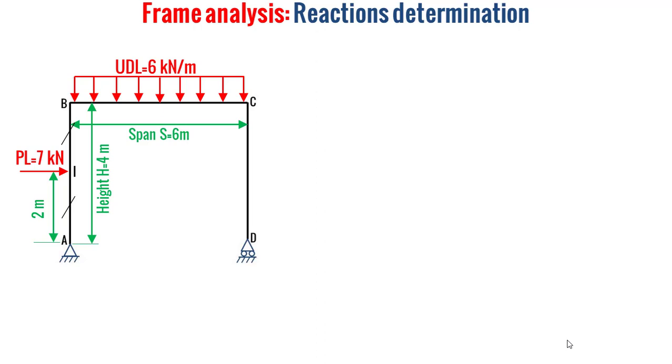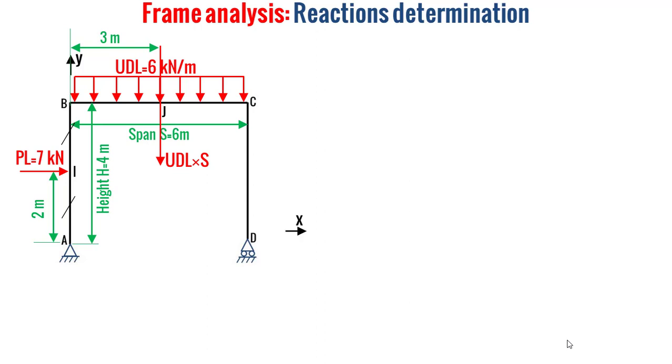We have the uniformly distributed load UDL applied along the beam. This UDL can be simplified into a point load with a magnitude equal to the UDL multiplied by the span S, applied at the point G at the half span of the beam.